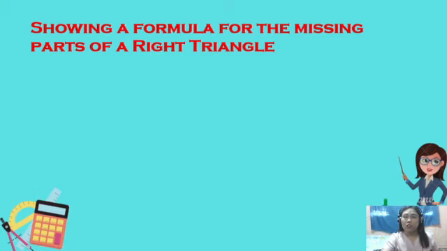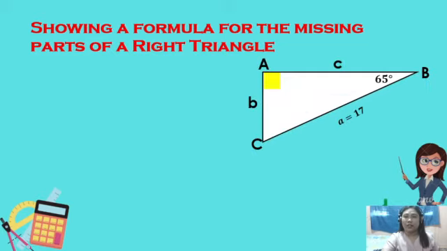Let's move on to showing a formula for the missing parts of a right triangle. So, given is triangle BAC, wherein angle B is 65 degrees and side A measures 17. So, we need to solve for side B, side C, and angle C. Okay? So, let's analyze our given triangle. Side B is the opposite side of our given angle of 65 degrees, or our angle B. Side C is the adjacent side of angle B.